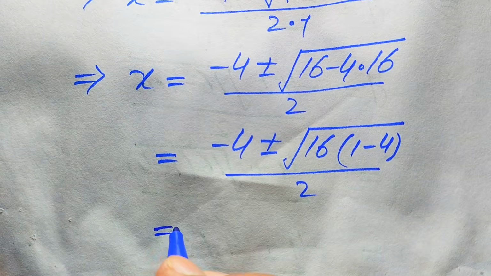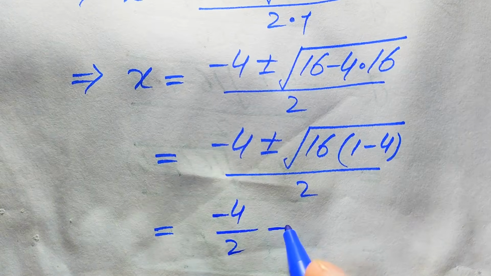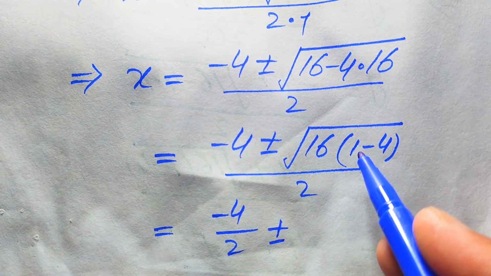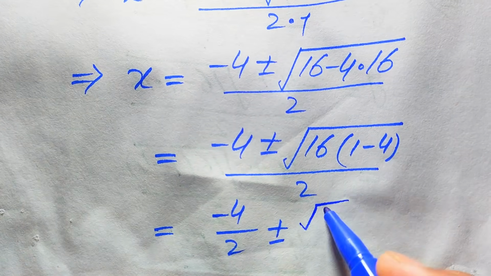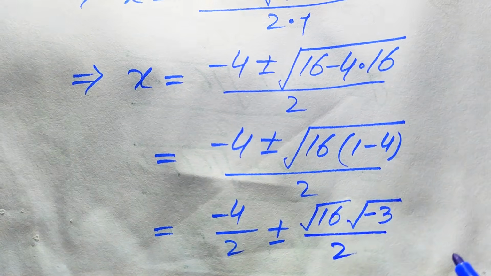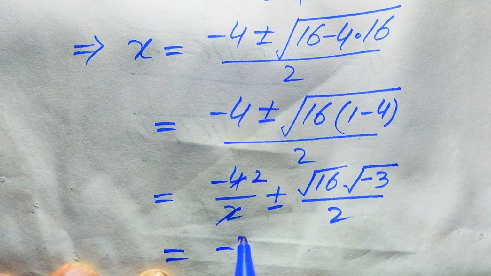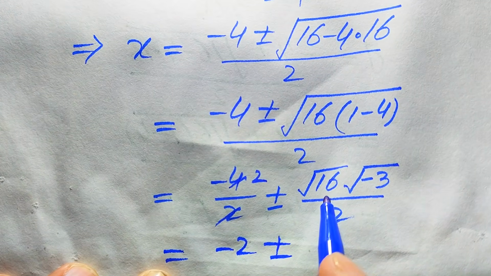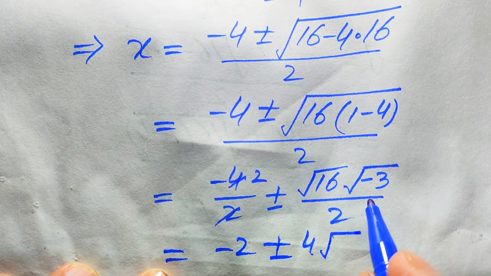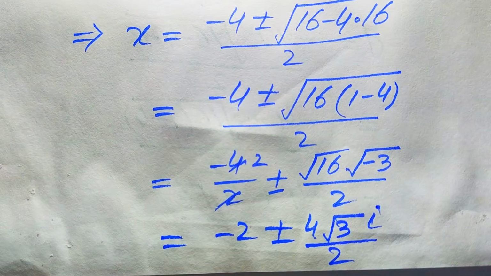Now here we need to break this fraction, and we write it as minus 4 divided by 2 plus minus. When we apply the square root sign separately on both of these two values, we write it as square root of 16 into square root of 1 minus 4, which becomes minus 3, and it is divided by 2. Finally, 2 times 2 becomes 4, and we get minus 2 plus minus. Here you see that the square root of 16 becomes 4 into, we know that when a negative sign appears inside the square root sign, it becomes iota, and it is divided by 2.